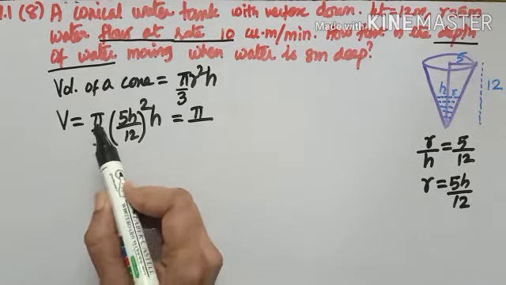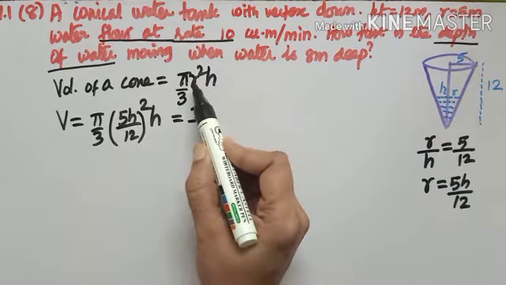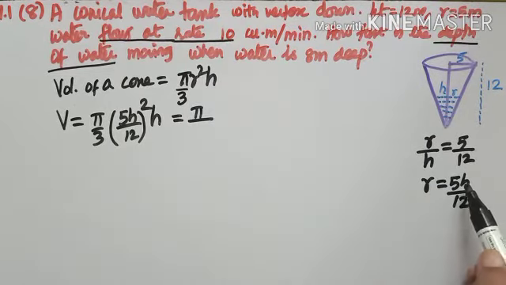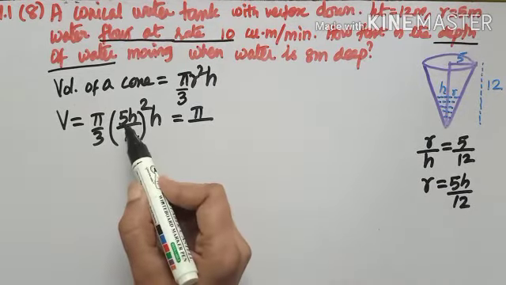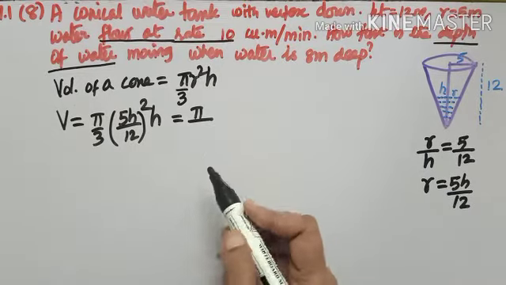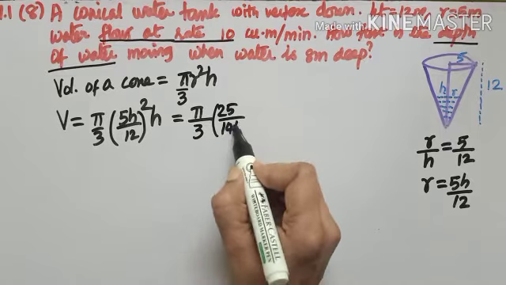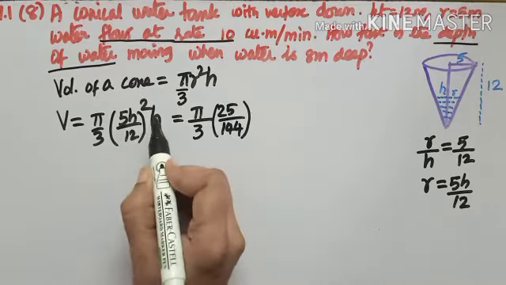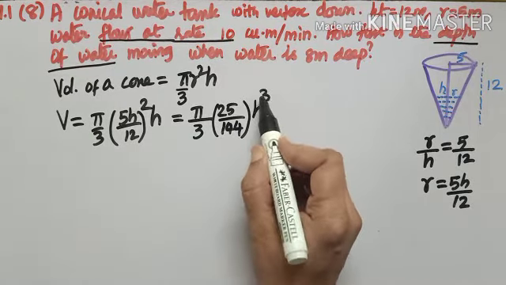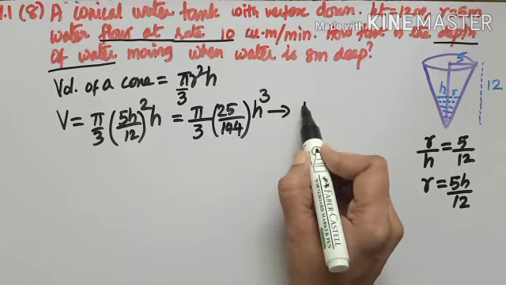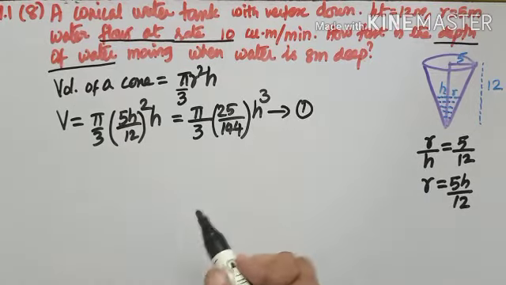V equals pi by 3. In the place of r, I can substitute 5h by 12, the whole square, into h. Pi by 3, 25 by 144. h square into h is h cube. This is the volume in terms of h.